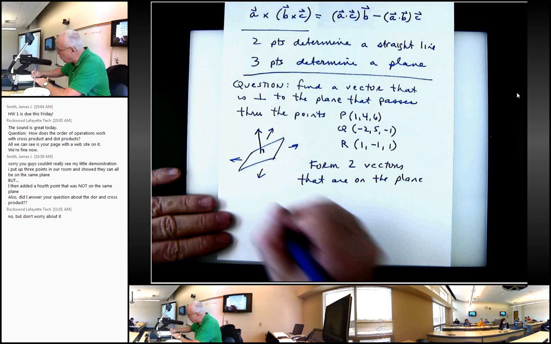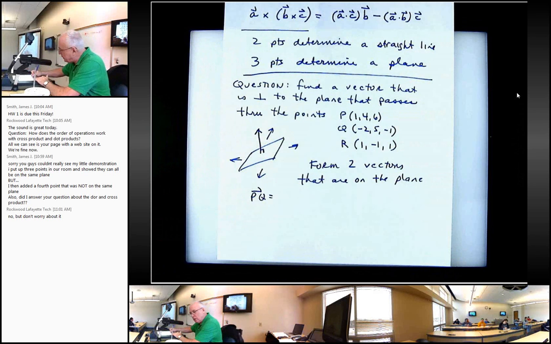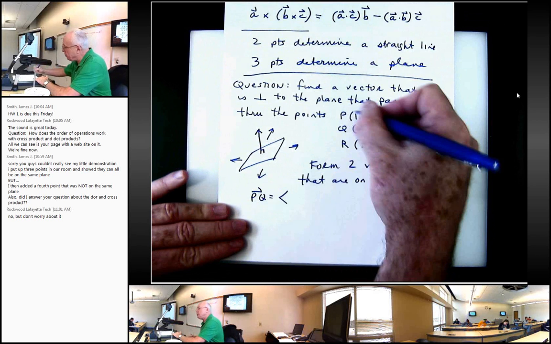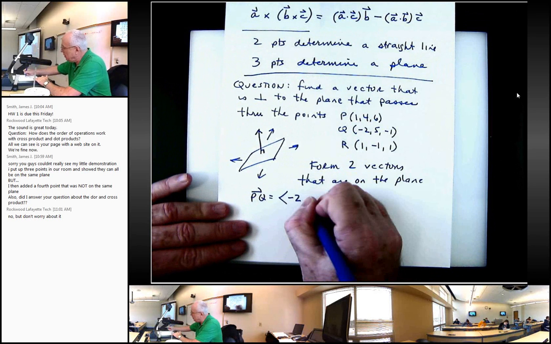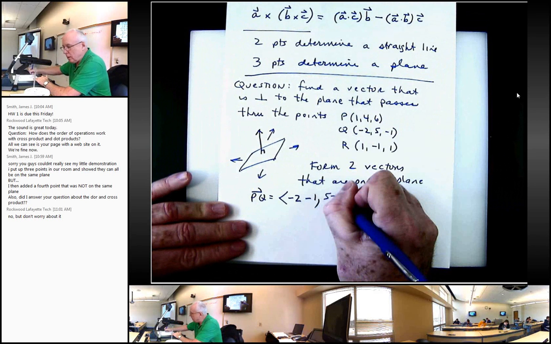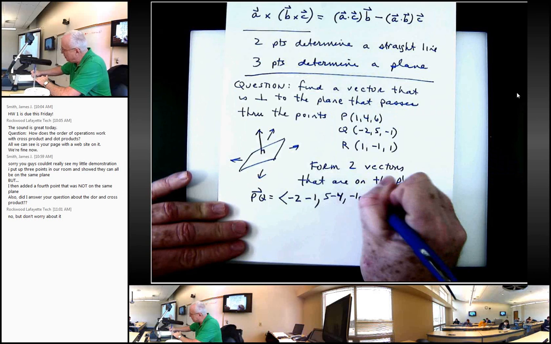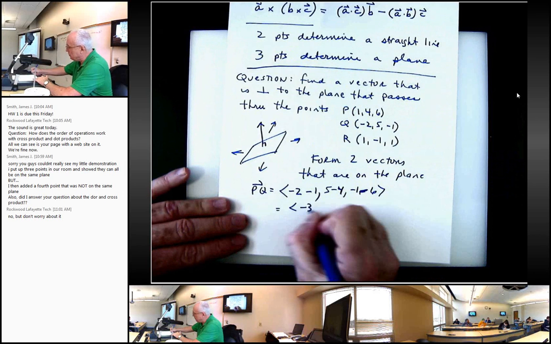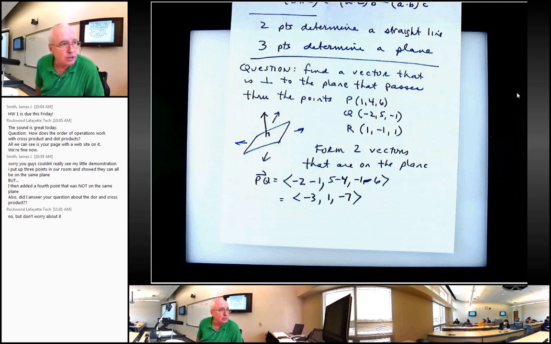Let's form the displacement vector between P and Q. So we take our Q components and we subtract the P components. So that's going to be -2 minus 1, 5 minus 4, and -1 minus 6. Oops, -1 minus -6. So that vector turns out to be what? -3, 5 minus 4 is 1, and -7. So that's one vector that lies on the plane.